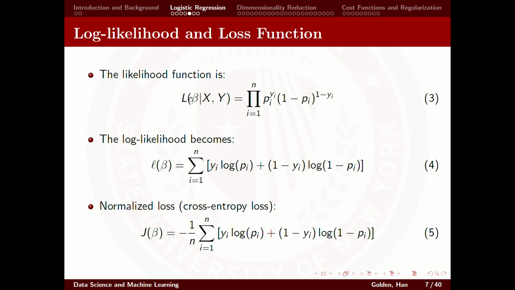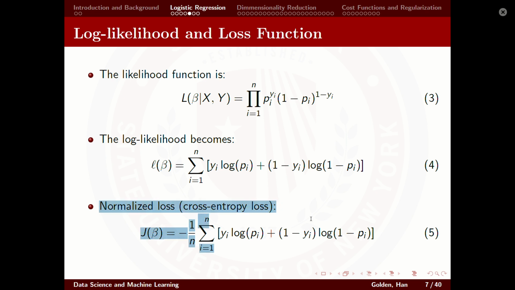Likelihood function is here. Likelihood or loss is L of beta given x, y equals, if it's an independent identically distributed sample, the product of pi to the yi times 1 minus pi to the 1 minus yi. Log likelihood becomes this sum of yi, correctly classified, times the log probability plus 1 minus yi times the log of 1 minus the probability.